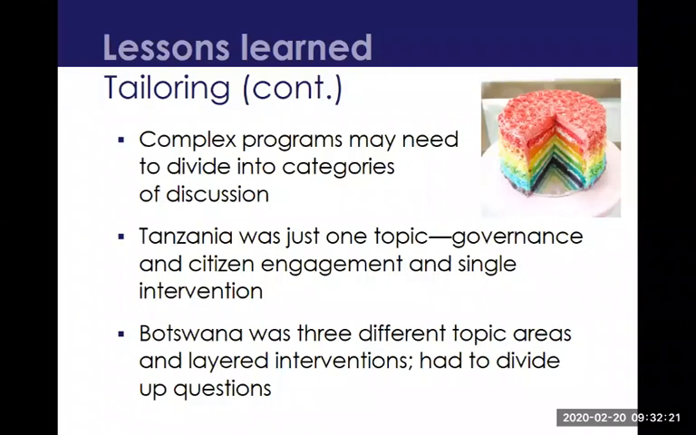Botswana was three different topic areas: health, economic, and education, and there was layered intervention. So it was a little bit more complex, and we had to divide up some of the questions at times to focus on specific areas or interventions to really hone in on some of those. And during the mapping sessions, sometimes they were having trouble fitting everything on the maps just because there were so many ripples. So in that case, you could just add another piece of paper to your map on the wall if needed.